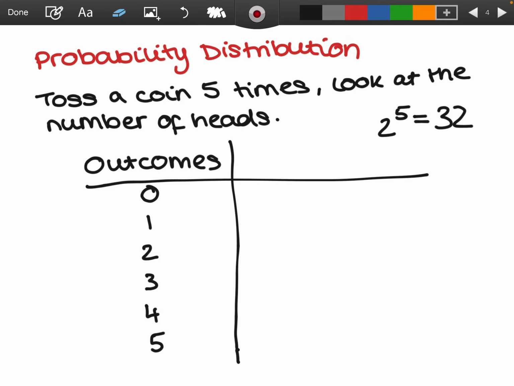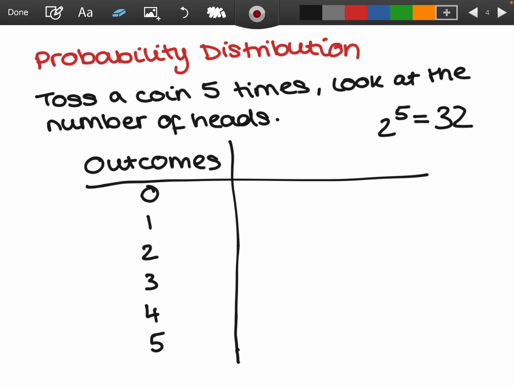Okay, so I know that I have 32 different sequences of heads or tails here. I could have heads, heads, tails, tails, heads. That would be one particular sequence. There's 32 different sequences of heads and tails that I can have from tossing a coin 5 times. Now I want to know the probability of having 0, 1, 2, 3, 4, or 5 heads out of the 32 different sequences of heads or tails.